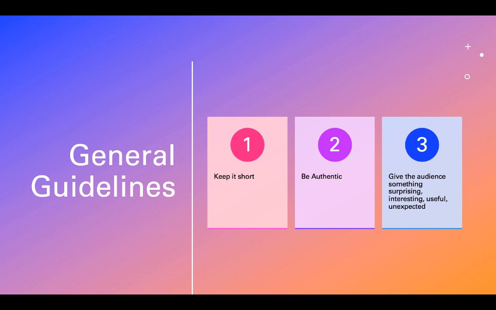Number two, regardless of which of these things you're doing, you want to be authentic. Authenticity is a hard thing to measure, but it's something that people really value. If you sound like something generated by a corporate speak bot, or that you're intentionally putting on a voice that's not really your own, people are going to notice, and it's going to make your text content less engaging. And then number three is that you want to give the audience something surprising, interesting, useful, unexpected.